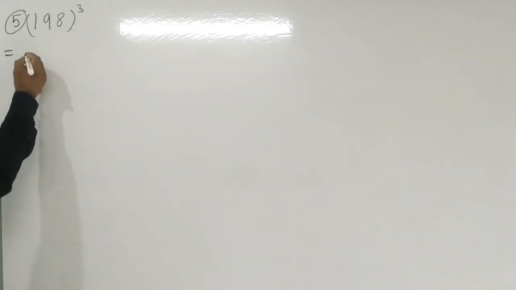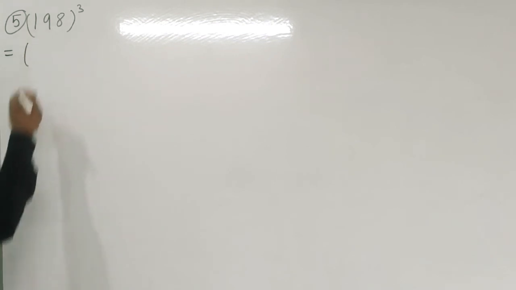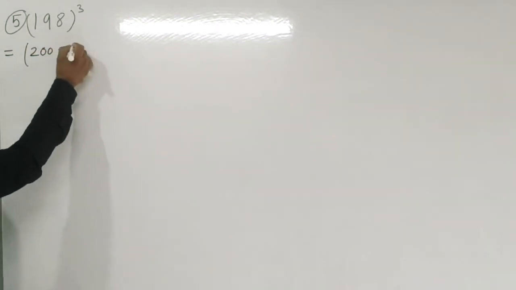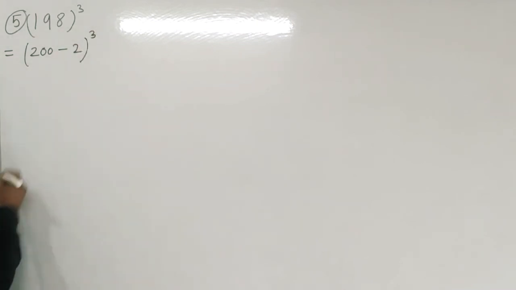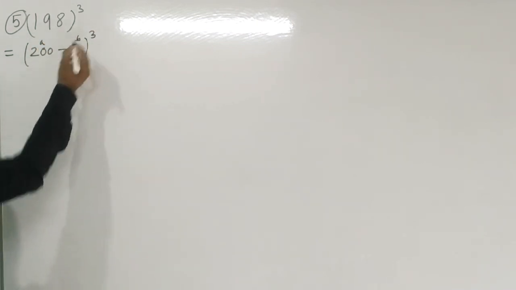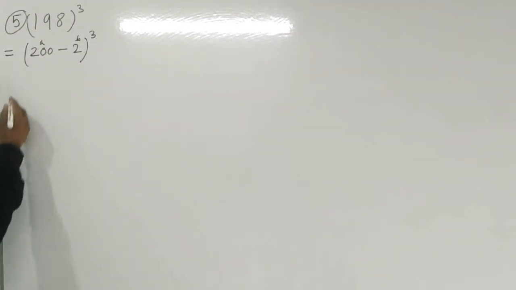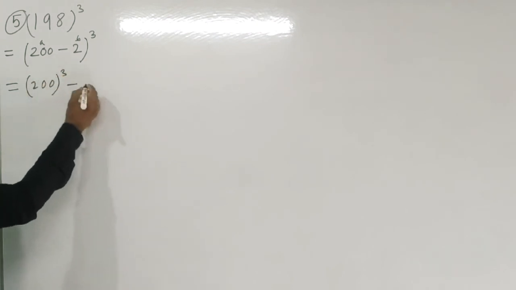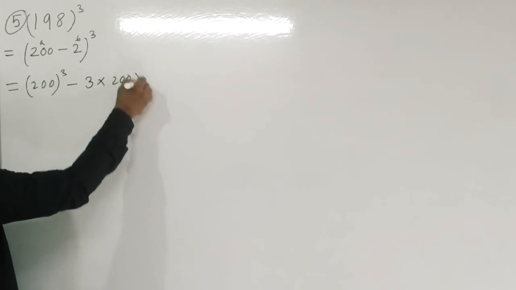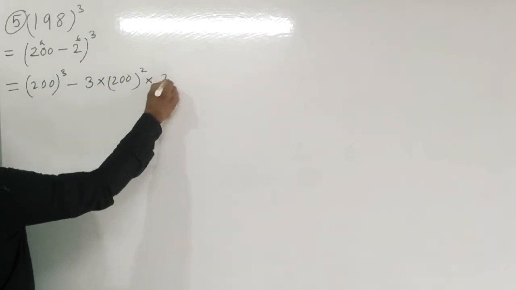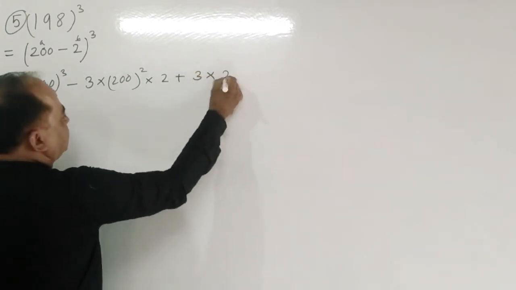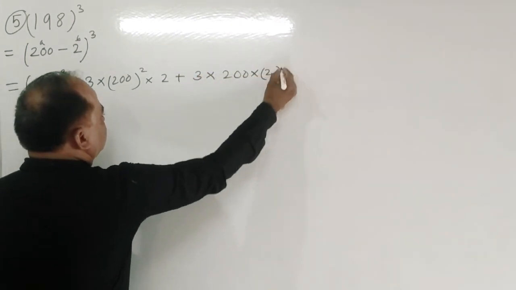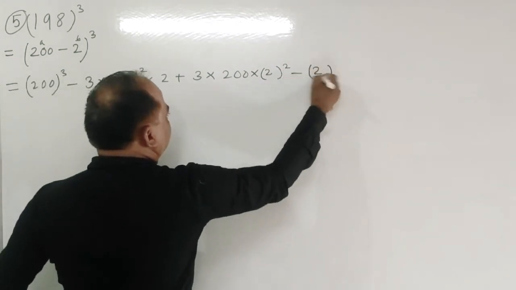Fifth example, 198 bracket cube. Now 198 will split in the form (a minus b) bracket cube. So the nearest round figure multiple of 10 is 200, minus 2 is 198 bracket cube. Now a is equal to 200 and b is equal to 2. We'll apply the identity (a minus b) bracket cube. So a cube, that is 200 cube, minus 3 times 200 square into 2 plus 3 times 200 into 2 square minus 2 cube.